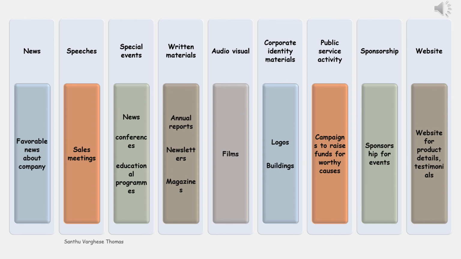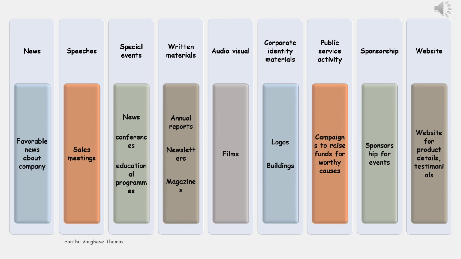First one is news. Favorable news about the company is published in some of the newspapers or other media. Then speeches: sales meeting speeches are provided for the public. Third one is special events. Conferences, educational programs, news, etc. are arranged by the companies. Then written materials such as annual reports, newsletters and magazines are provided for the customers to give better publicity. The audio-visual methods are used for giving publicity of the company.